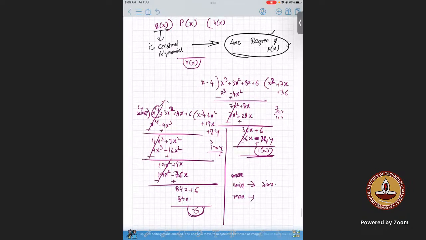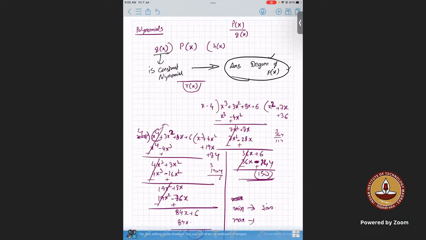They gave the answer as degree of q of x minus 1. Yes, sir, degree of q of x minus 1. Yeah, that is what I am telling. Okay, we'll change it. There is some ambiguity. Don't worry.